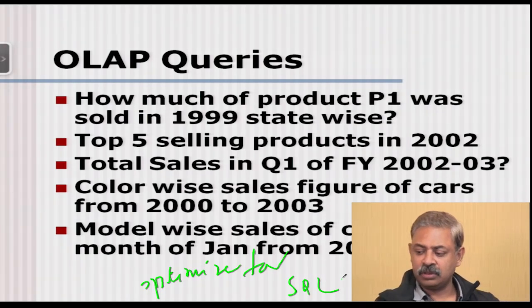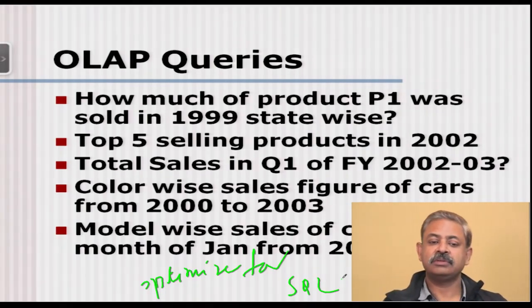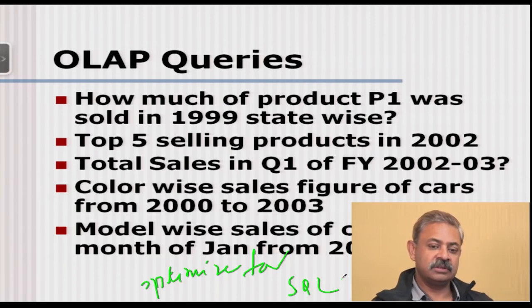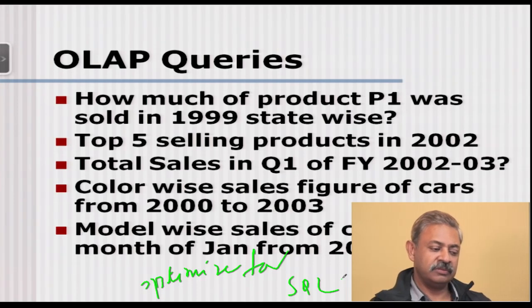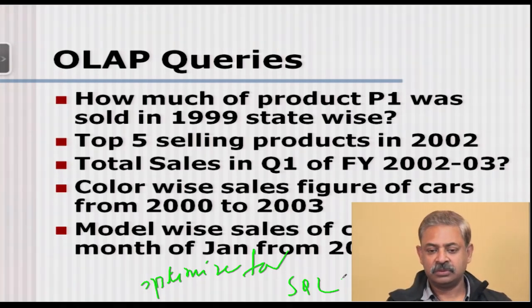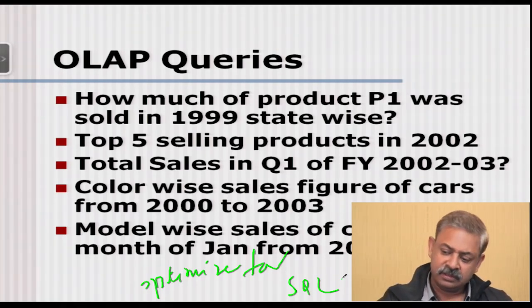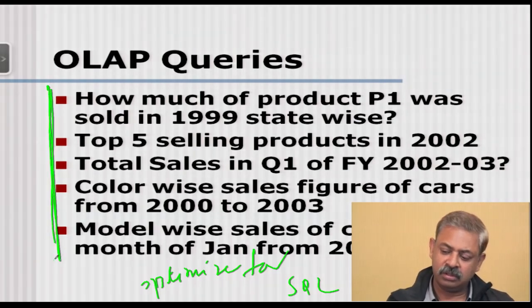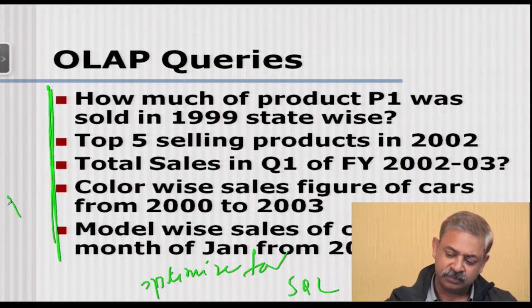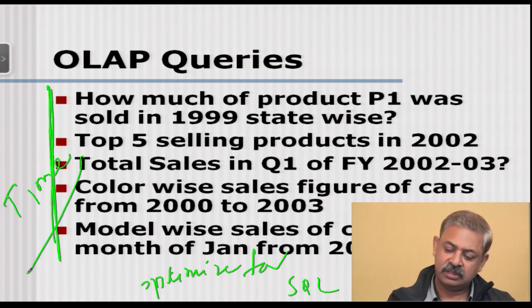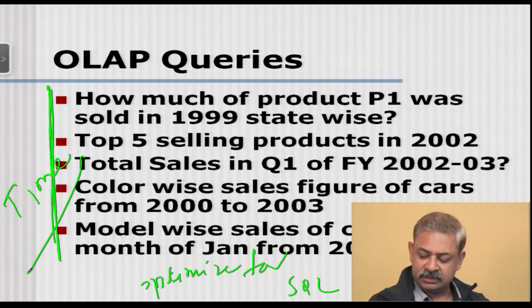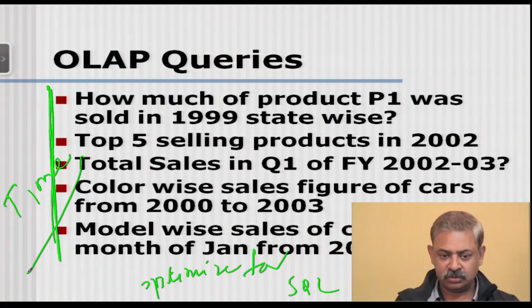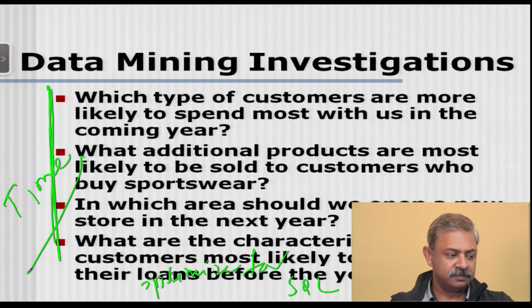And total sales in Q1 of financial year 2002, 2003, color-wise sales of cars from 2000 to 2003, model-wise sales of cars for the month of January from 2000 to 2003. So one important thing that I want you to note in all these is the time component. So time is often involved in most of the OLAP queries that we run. Okay, so that is important to note.